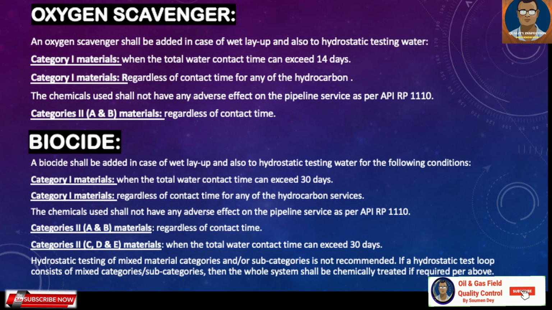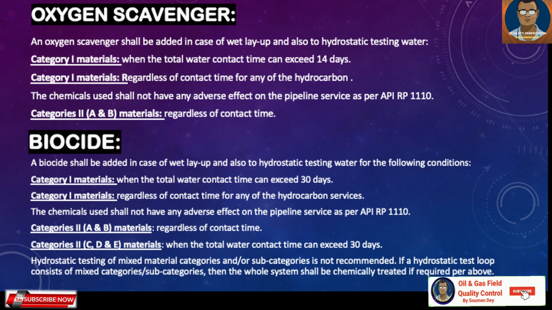Let us come to the oxygen scavenger here. An oxygen scavenger shall be added in case of wet layup and also to the hydrotest water. For category 1 material, when the water contact time exceeds 14 days, we need to add oxygen scavenger. Category 1 material, regardless of the contact time, for any hydrocarbon: if the line is for hydrocarbon, then you need to put oxygen scavenger from the beginning.